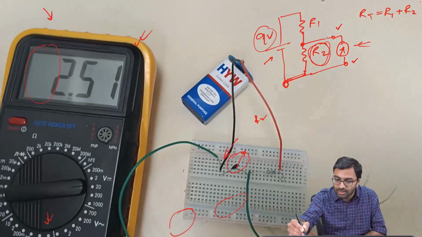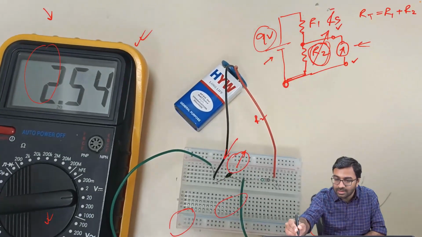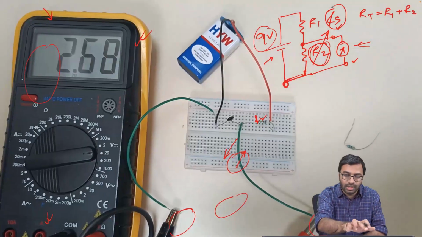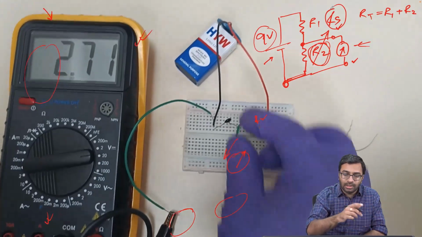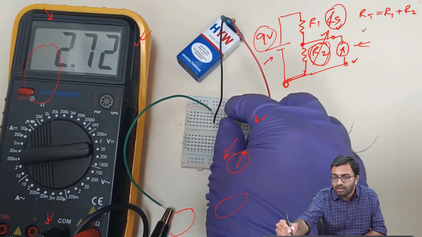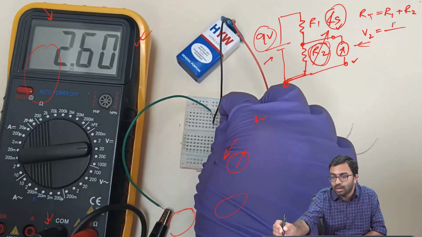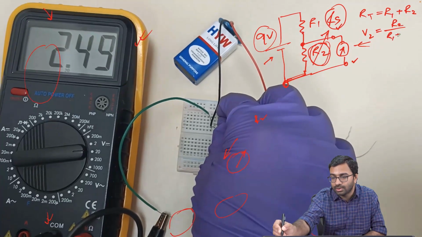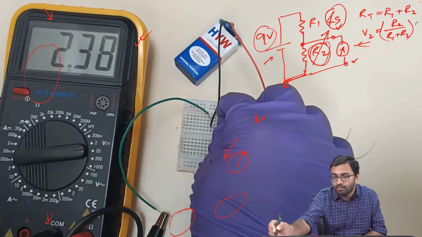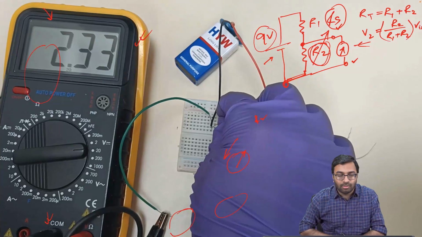So you have replaced this with, say, RS. RS is the temperature sensor value. Now this voltage you can calculate based on the equation that we have calculated. V2 is equal to R2 divided by R1 plus R2 into Vin. So you can calculate using this equation.